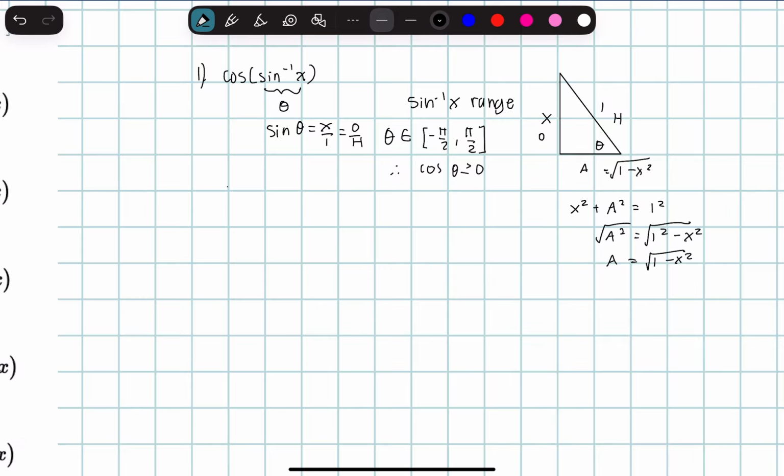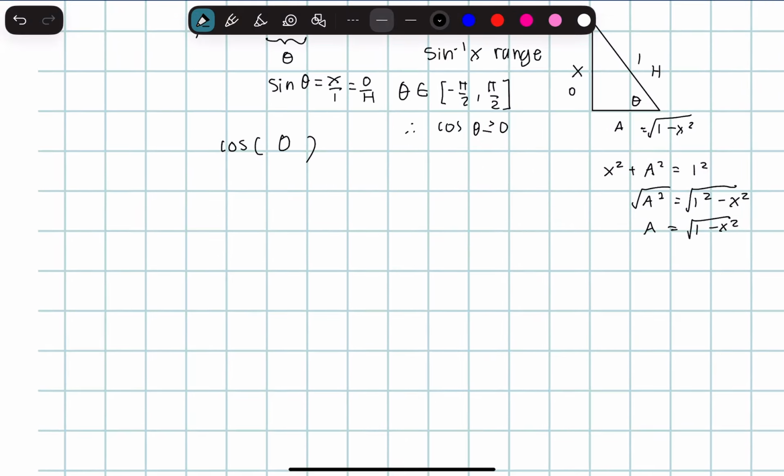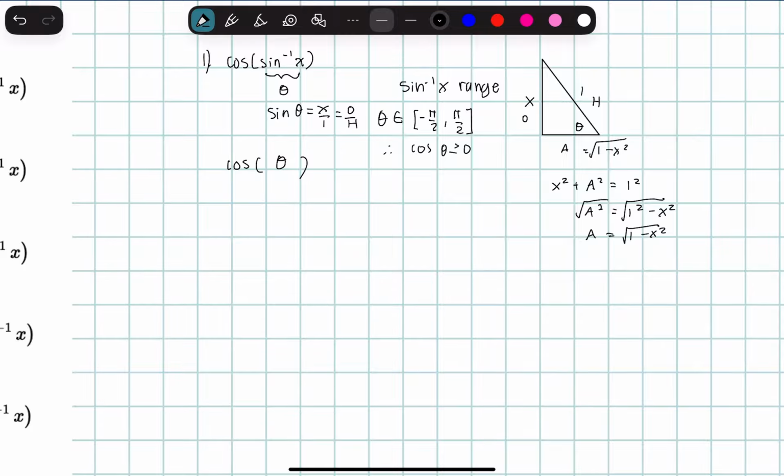Now you want to take the cosine of that. You're going to compute cosine of theta, because that's equal to theta. Cosine of theta is going to equal adjacent over the hypotenuse, and according to the triangle that we just created, it's going to be the square root of 1 minus x squared over 1, which is just equal to the square root of 1 minus x squared. Great, awesome. So that's literally it. It's really not that hard.